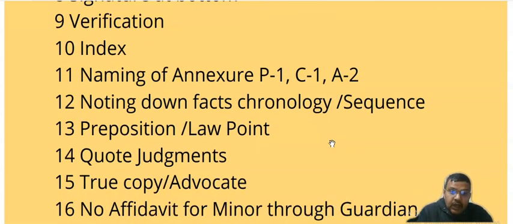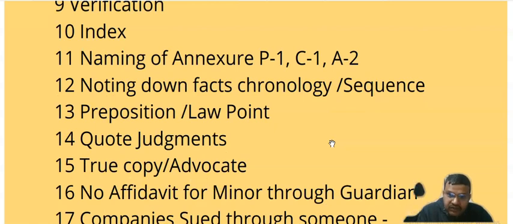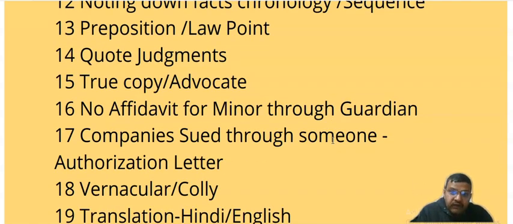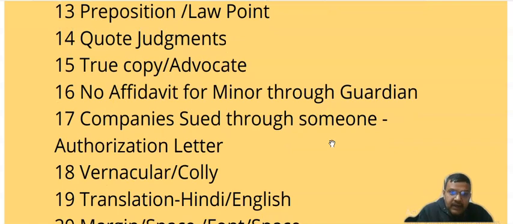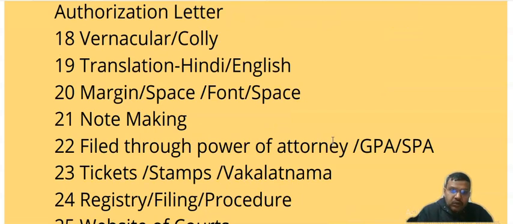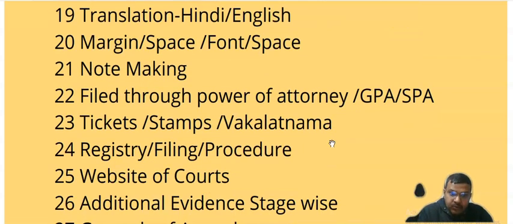Now, judgments: how you can quote judgments in your pleadings, in your petitions, in your replies, in your rejoinders. For annexures, true copy, advocate, no affidavit for minor. See, this is how each and every minor thing I have covered in my course. Even for a minor, you can't just file a case. It is a rule. All minors should be through a guardian only. Now, companies are sued through someone, you need an authorization. So this is a good amount of a checklist that I have prepared for you people.